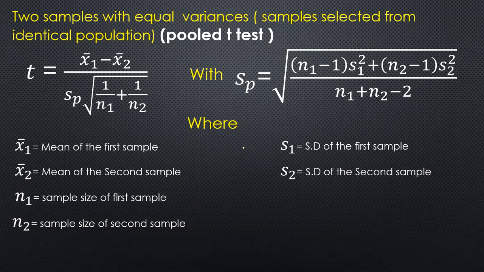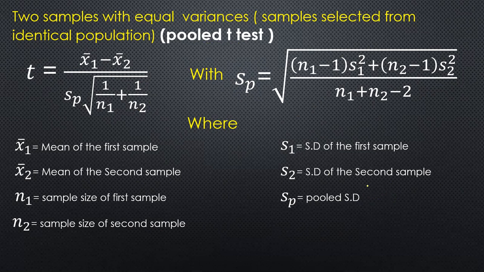Now, in order to do the pooled t-test, we are going to find out what is called sp separately. When I use sp, it's called a pooled t-test. Without calculating this sp, if I use the formula directly, it's called the unpooled test. So sp is the pooled standard deviation we are going to calculate. This is the first step we are going to calculate in the next slide.